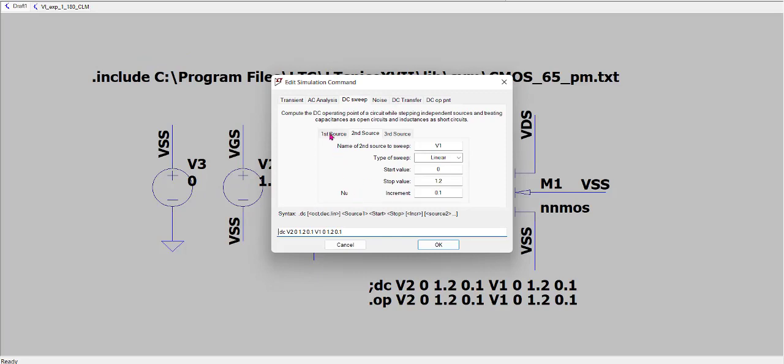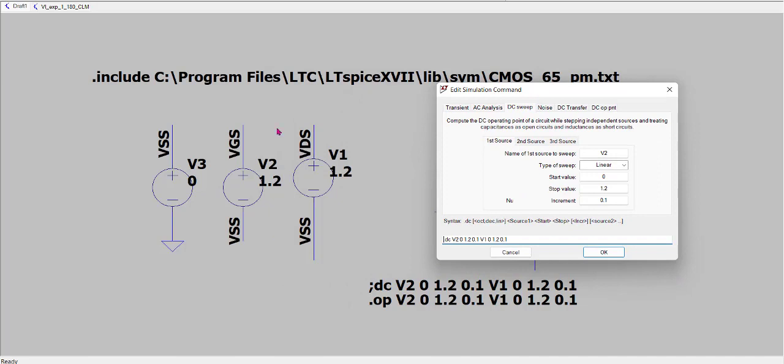Yes. So see, I have taken the first source as my V2, which is nothing but VGS. So I am varying VGS linearly. Start value is 0, end value is 1.2, and I am incrementing by a factor of 0.1 volts. Okay, and the second source sweep is V1, which is nothing but VDS, and similarly I am varying VDS also. Okay, so why am I doing this?